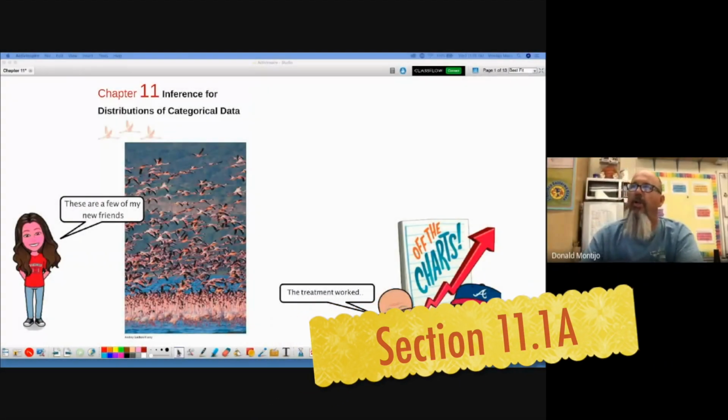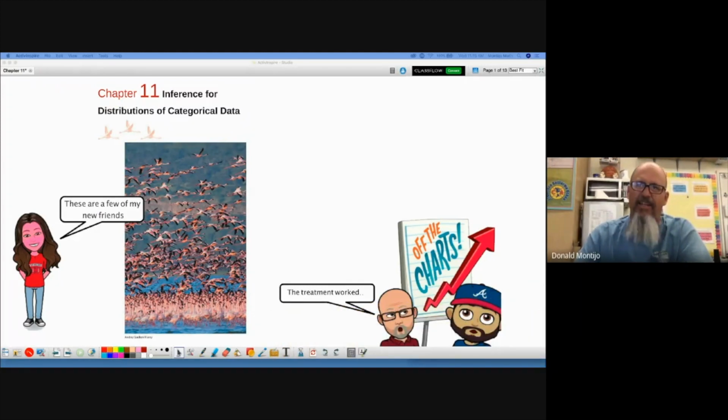All right, we're going to start looking today at inference for distributions of categorical data, which is the title of the chapter. You're probably thinking to yourself, wait, we've already done that. Isn't that a one prop z-test? Didn't we already look at categorical data and how to do significance tests and confidence intervals for categorical data? This is another way to do it when we want to do multiple tests at the same time.